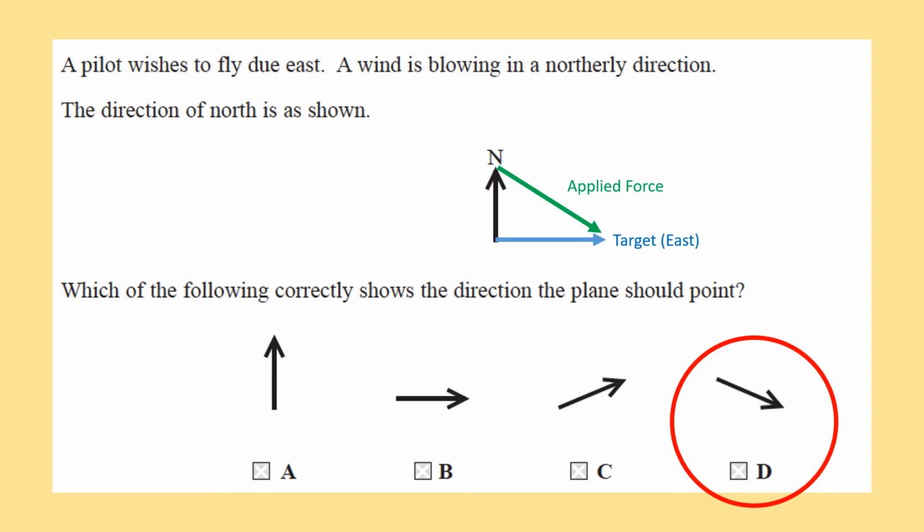And this means that he can fly in a slightly southeasterly direction, and the northerly wind is going to push him back towards a true east direction. Okay, so that was adding forces together in vector form. Let's have a quick look then at moments.